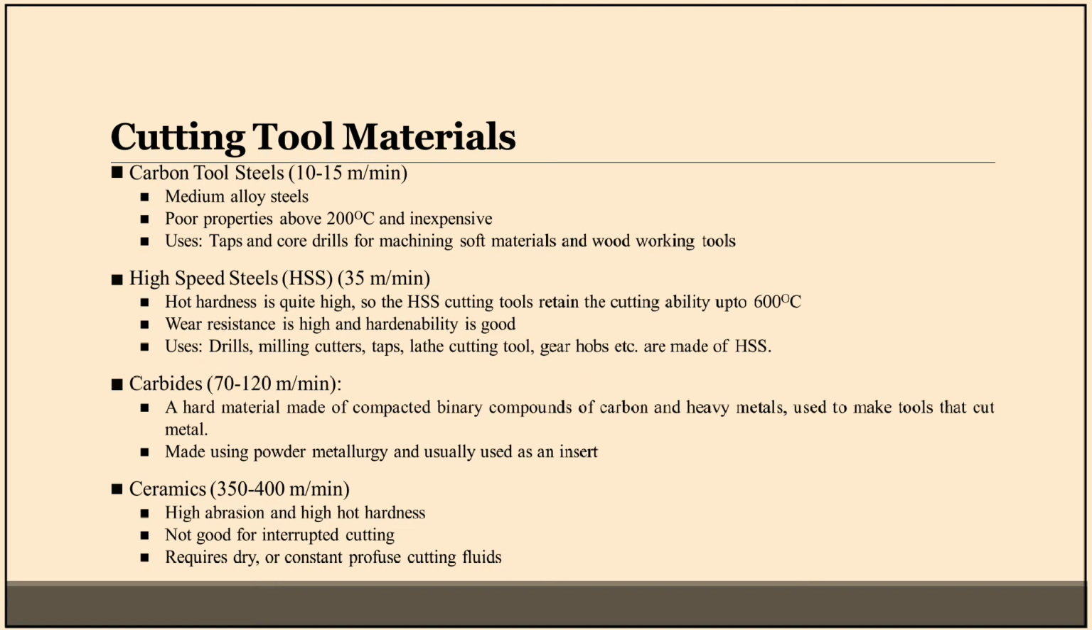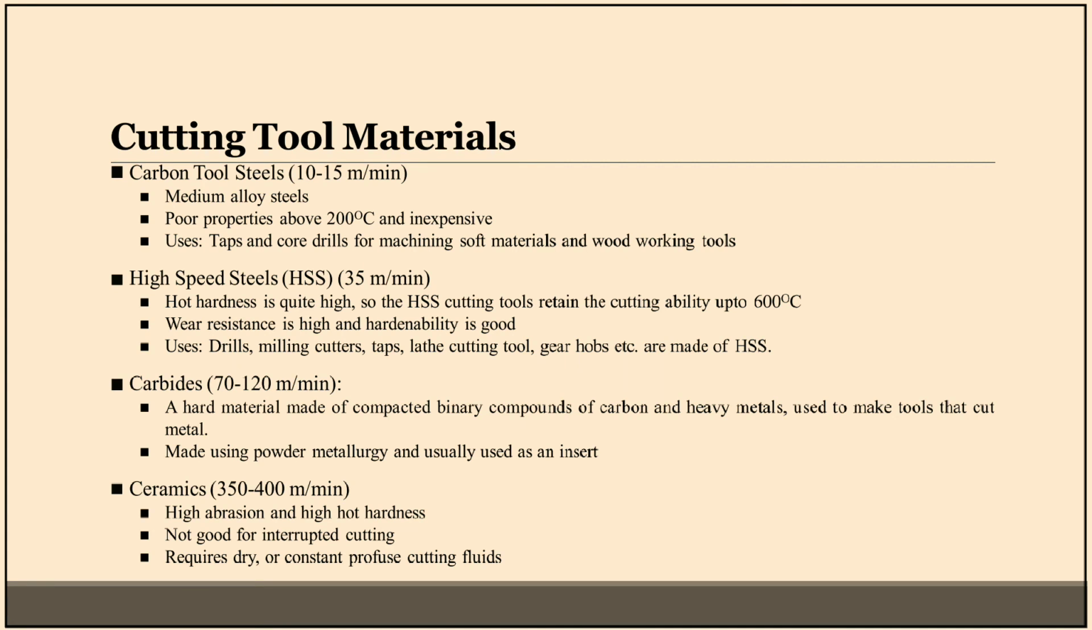Second one, high speed steels, HSS, 35 meters per minute. Hot hardness is quite high, so HSS cutting tools retain their cutting ability up to 600 degrees Celsius. Wear resistance is high and hardenability is good. Uses: drills, milling cutters, taps, lathe cutting tools, gear hobs, etc. are made of HSS.